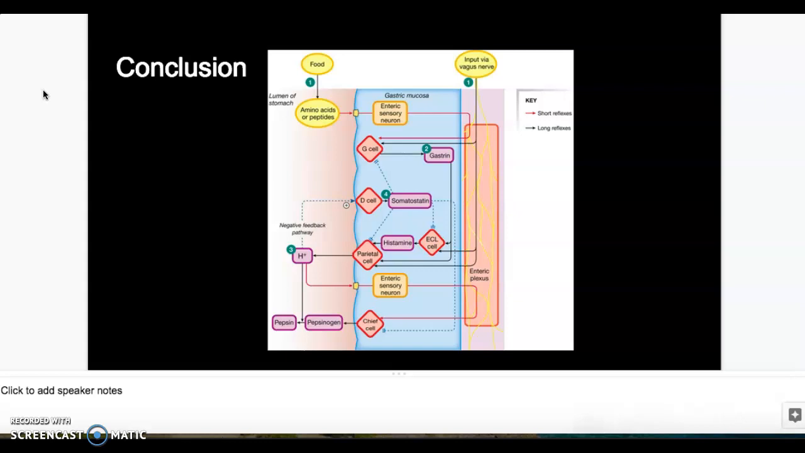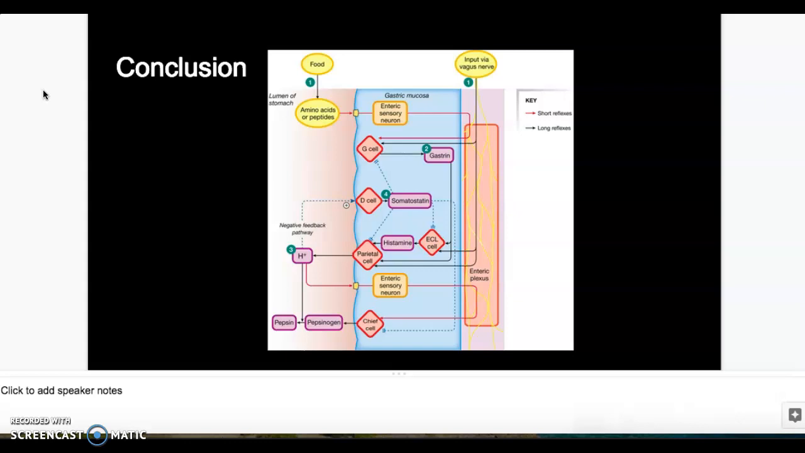The process begins when the food enters the stomach. It's those amino acids or peptides that will stimulate the enteric nervous system to begin the process by stimulating the G cell to release that gastrin. Like we also talked about, the neural reflexes can also cause the gastrin to be stimulated. So you can see input via that vagus nerve will also stimulate the G cell and begin the secretion of gastrin.